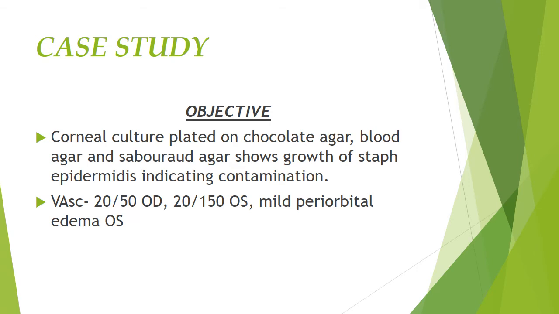Now the visual acuity: 20/50 of right eye, 20/150 of left eye, mild periorbital edema of left eye. 20/150 of left eye is the main sign of corneal ulcer. From this visual acuity of left eye 20/150, it is indicating corneal ulcer.